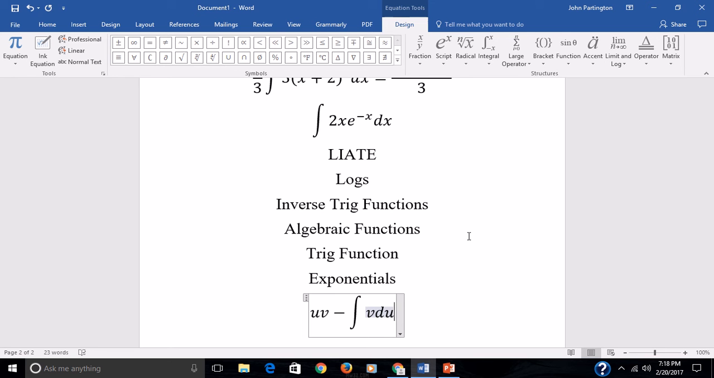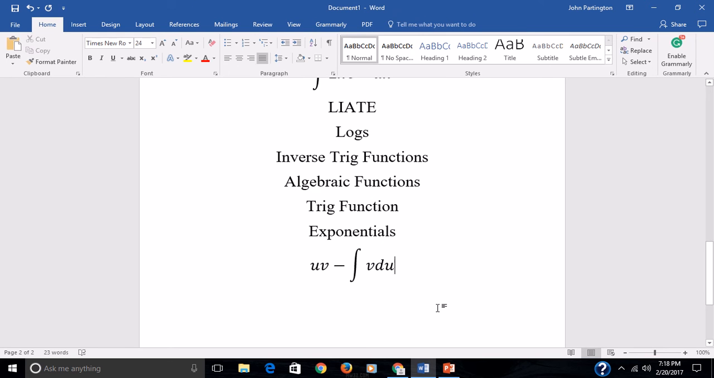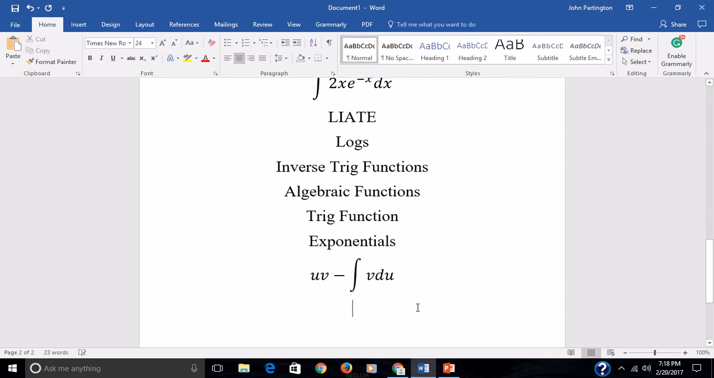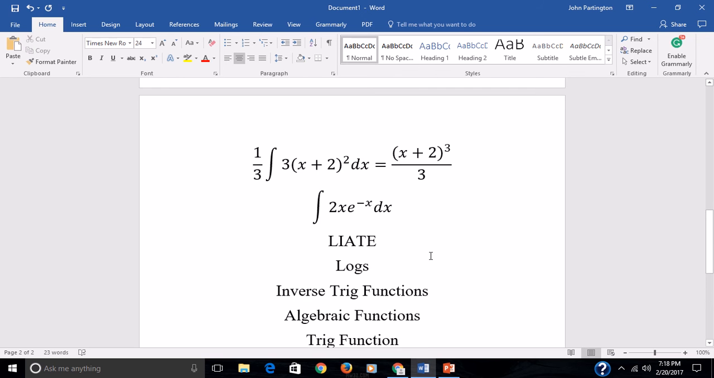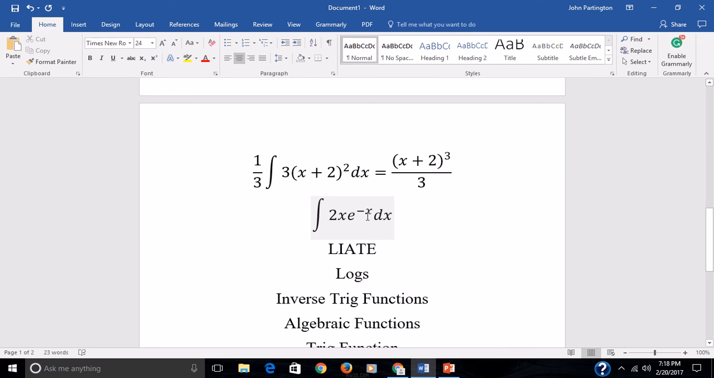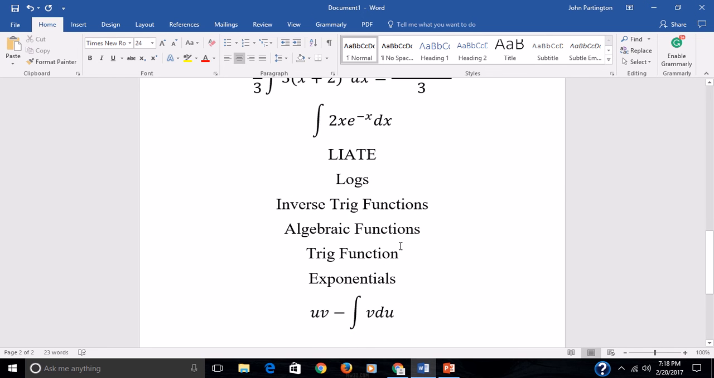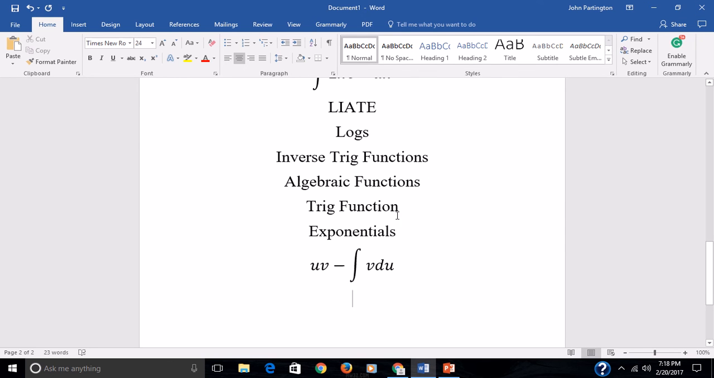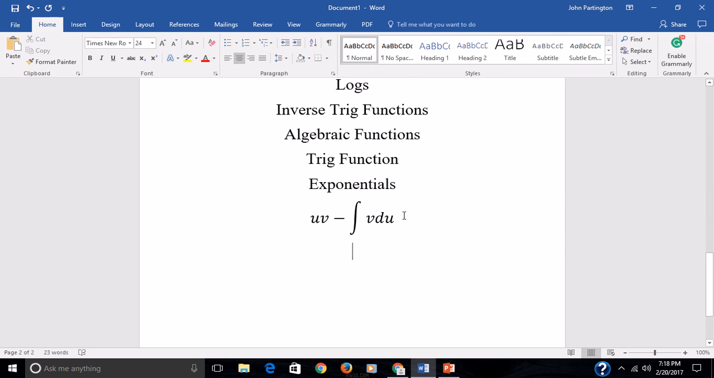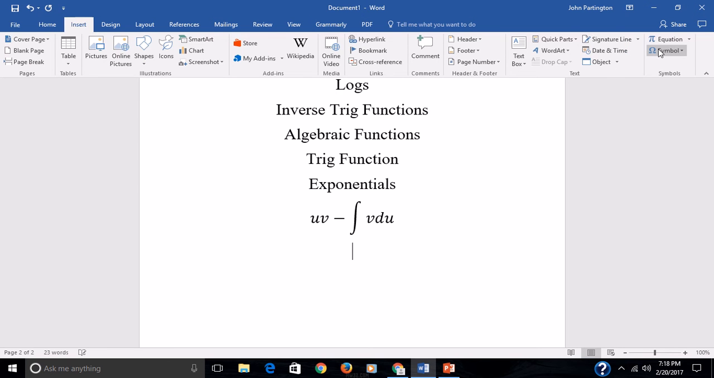All right. Now, what does this mean? Our u is going to be the first function we find in LIATE. Here we're going to have algebraic and exponential. So our u is going to be our algebraic. Our u is going to be 2x.